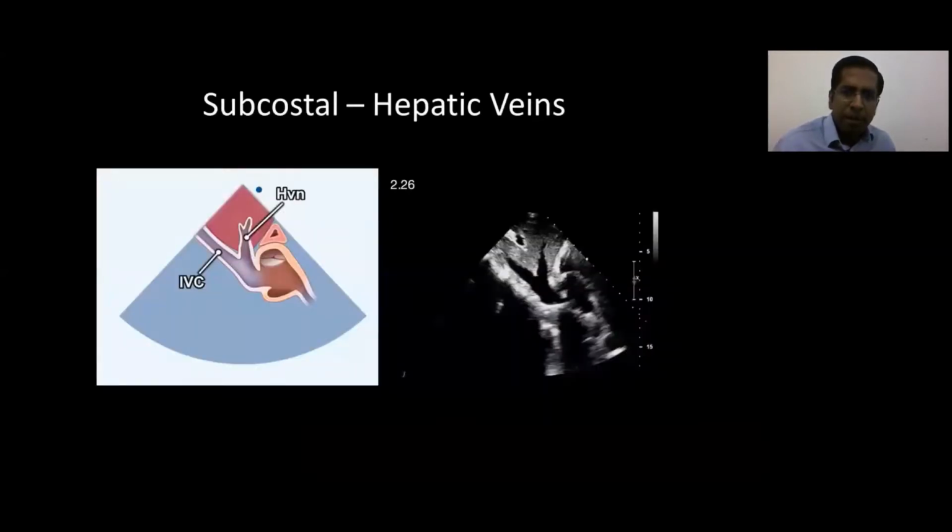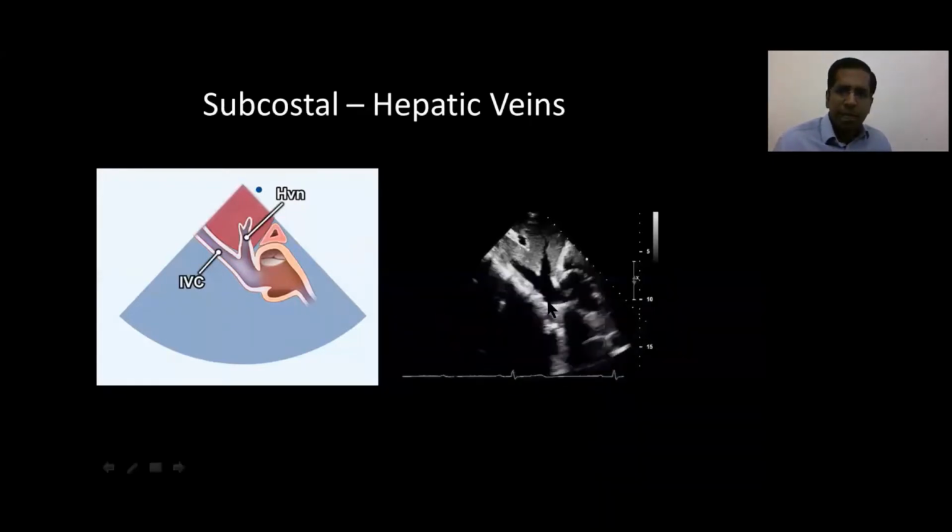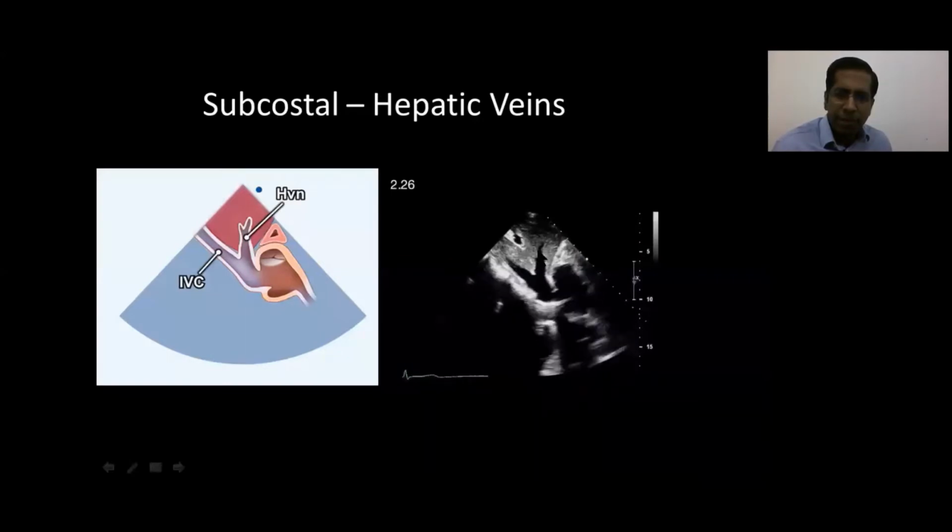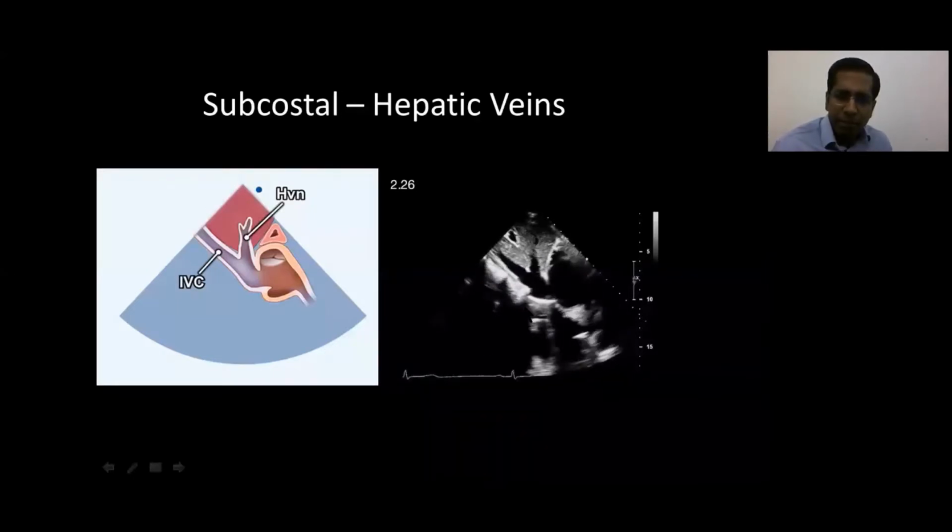Now, to see the hepatic veins, again, you might need to do a little bit of adjustment so that this middle hepatic vein comes absolutely in line with the cursor, so that your measurement is correct. So the view which gave you the IVC will not give you this. You need to slightly go clockwise, and then you will see the hepatic vein. And then you can do a pulse wave Doppler.